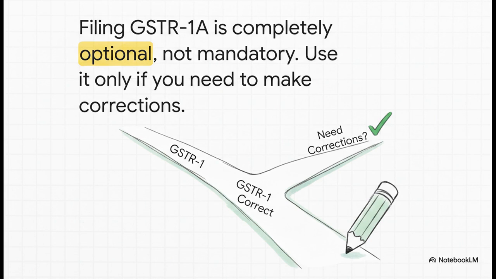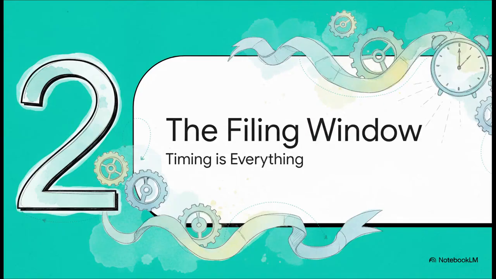Now, here's a crucial point I need you to remember. Filing GSTR-1A is completely optional. It is not mandatory. Think of it like a tool in your toolbox that you only pull out when you need it. If your GSTR-1 was perfect, just ignore GSTR-1A and move right along. So it's this amazing optional tool, but it comes with a catch. It has a very specific and pretty limited window of opportunity. And when it comes to GSTR-1A, trust me, timing is everything.